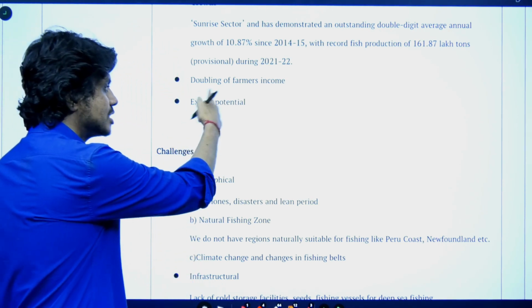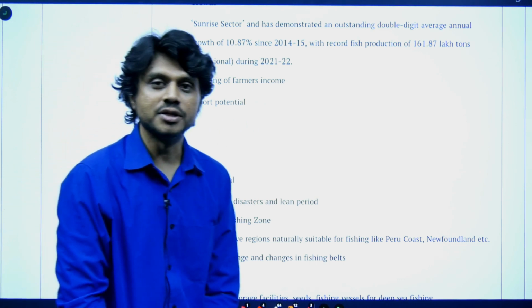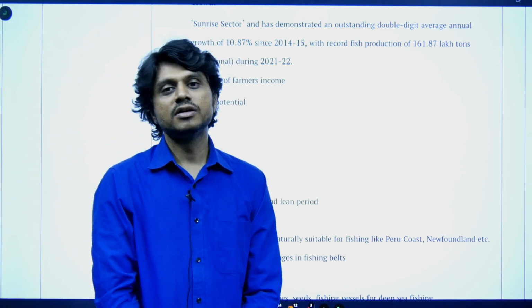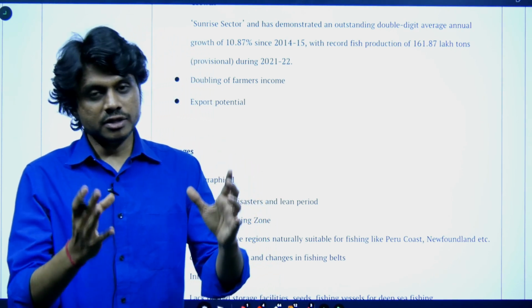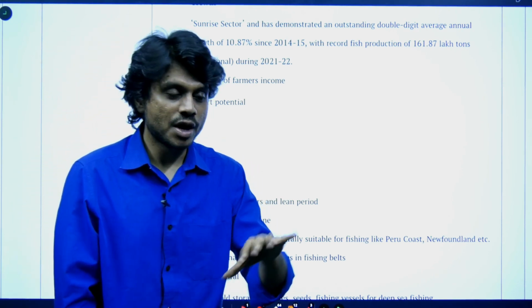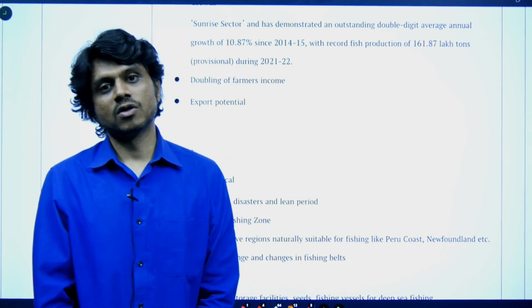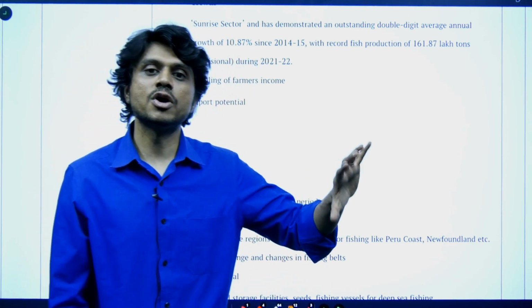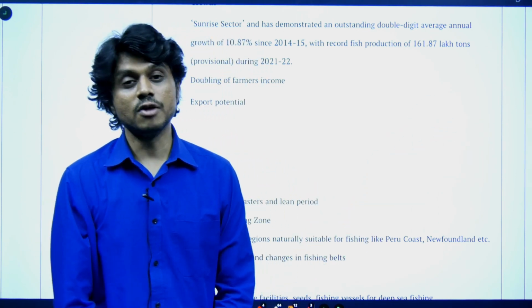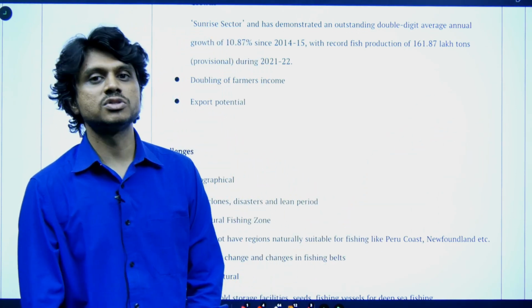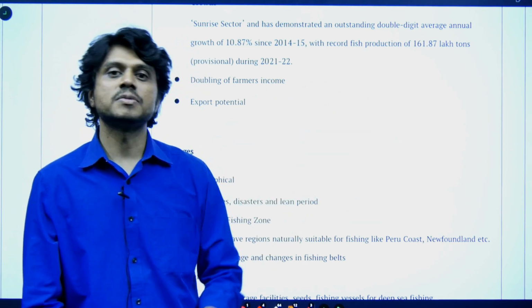And definitely there is export potential for the government. We always have the trade deficit. In the balance of payments, we have the current account and the capital account. We always have a negative current account. That means a current account deficit. The capital account is always in surplus. If we promote a very good amount of exports, we can also come into surplus.